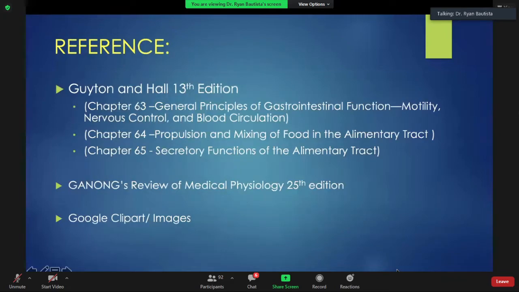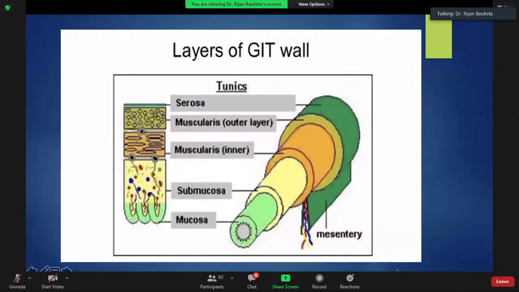That's why I told you before the lecture, this is quite long because it covers 3 chapters in Guyton alone. Chapters 63, 64, and 65. It's also in Ganong, but most of the topics here in my PowerPoint are derived from Guyton. Okay, so a little bit of review of anatomy.